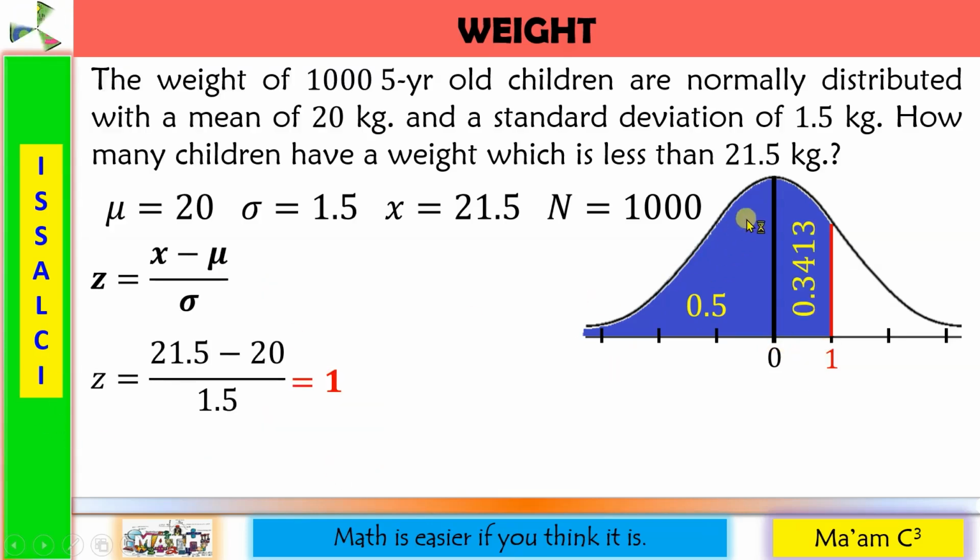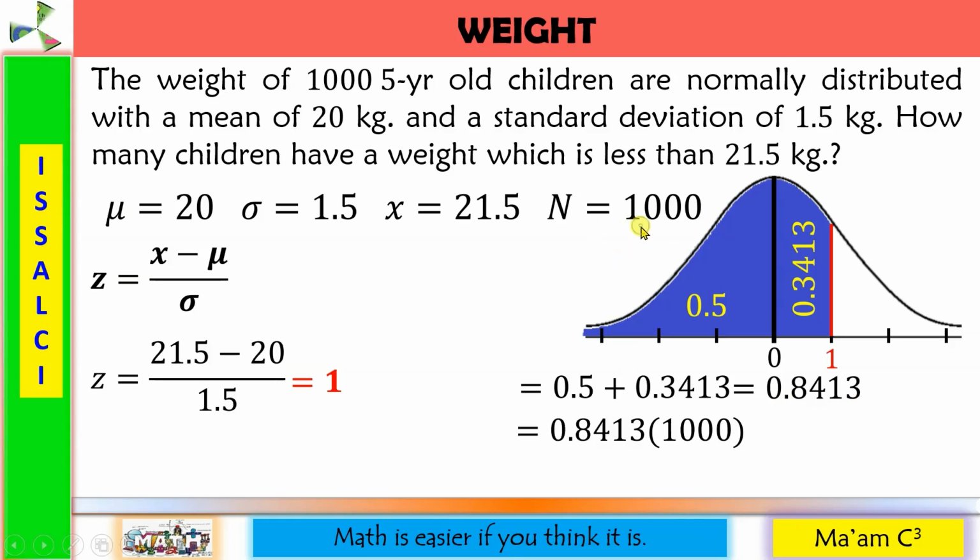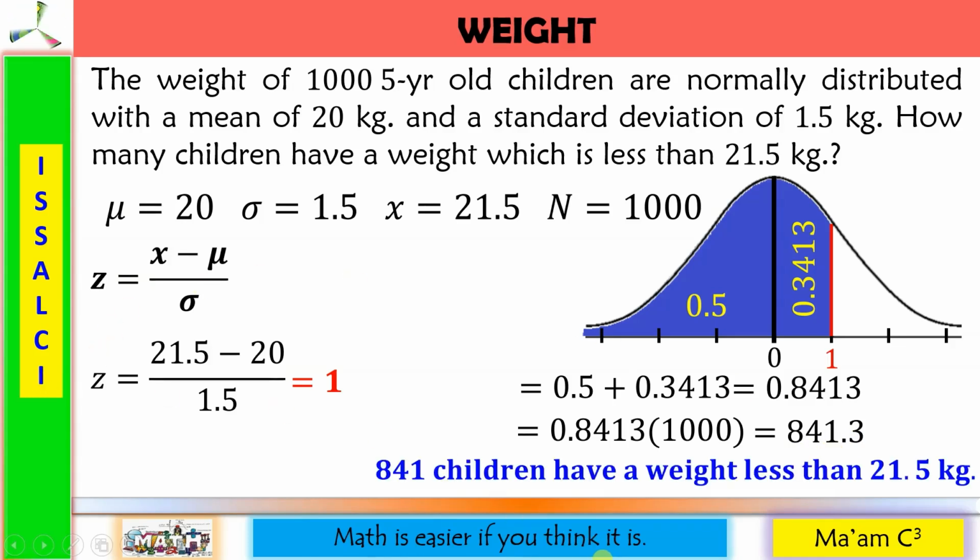Now, let us compute what is asked. We need this total area here, so we simply add 0.5 and 0.3413. And this will give us 0.8413. But we are not asked for the percentage or probability. We are asked how many children. To solve for that, we simply have to multiply the probability, which is 0.8413, by the total number of children. And this will give us 841.3. Remember, we are looking for number of children. So these are people. So 0.3 is not yet a complete person. So our answer is 841. Let us interpret. 841 children have a weight less than 21.5 kilograms.